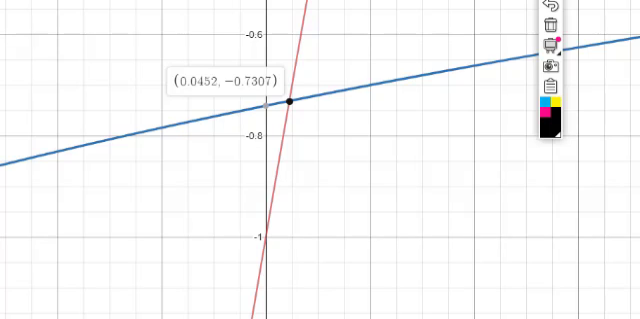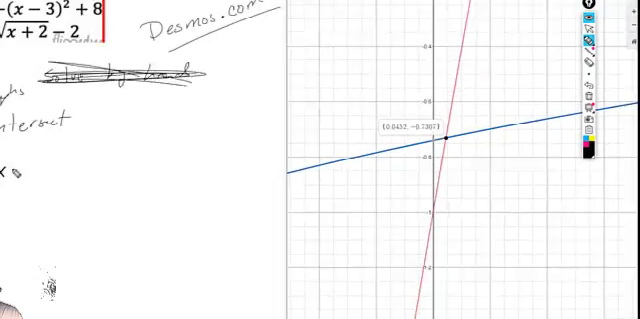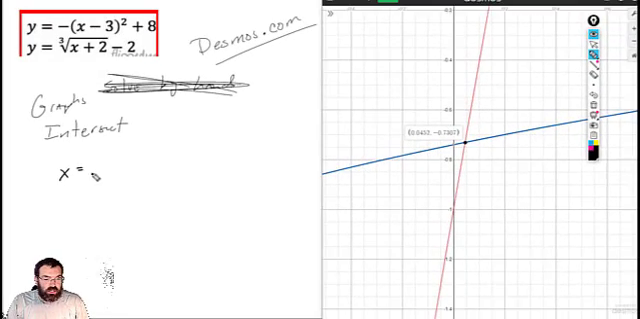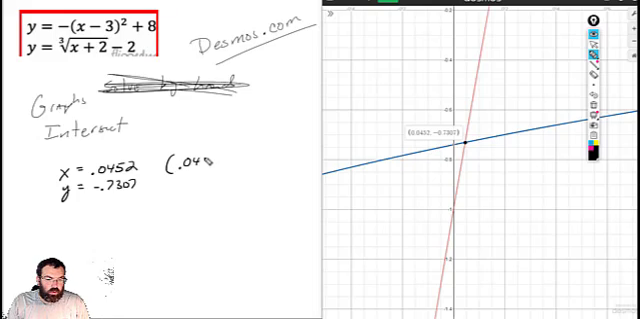So if they intersect, that means the x value is 0.0452. The y value is negative 0.7307. The ordered pair is 0.0452, comma, negative 0.7307. So that's one solution.